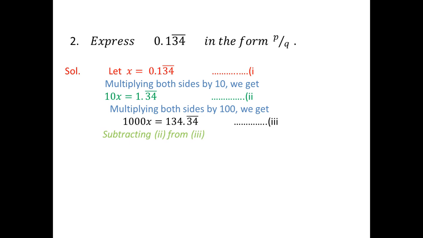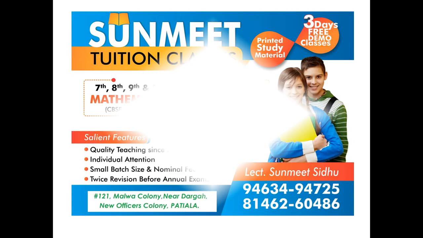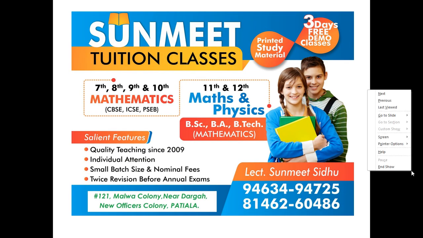Subtracting 2 from 3, we get left hand side 1000x minus 10x equal to 134.34 bar minus 1.34 bar, and it turns out to be 990x equal to 133, and your answer is 133 by 990. Is it clear? Okay. Up to this is our lecture.